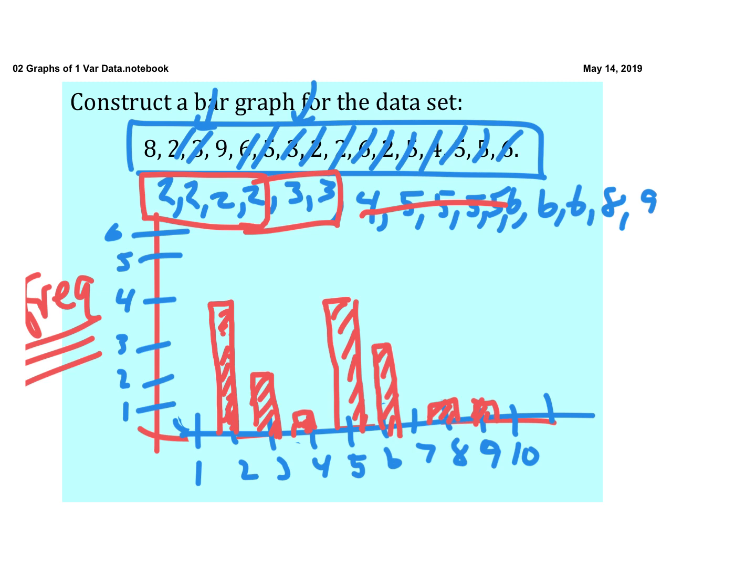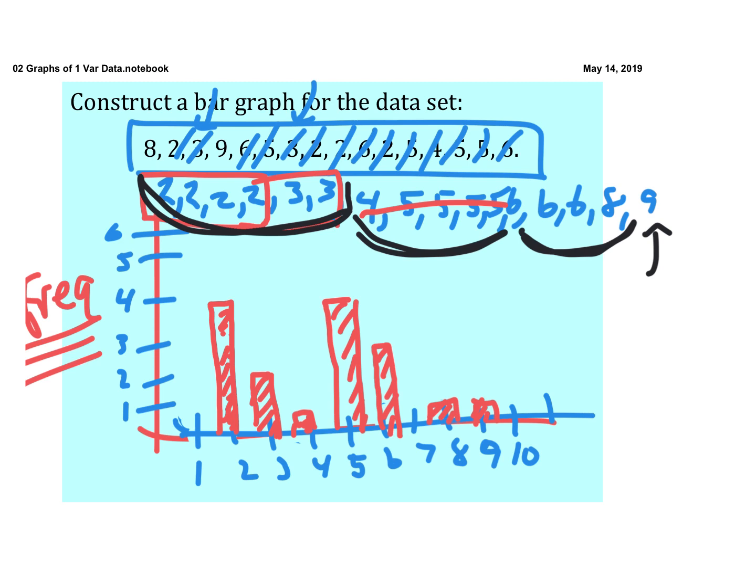Now, if I was going to make this into a histogram, I would have clumped things together, and I would have said like 2s and 3s, I want all of you in one bar. 4s and 5s, I want all of you in one bar. 6s and 8s, I want all of you in one bar. And then that's kind of weird because I'm leaving the 9 alone.